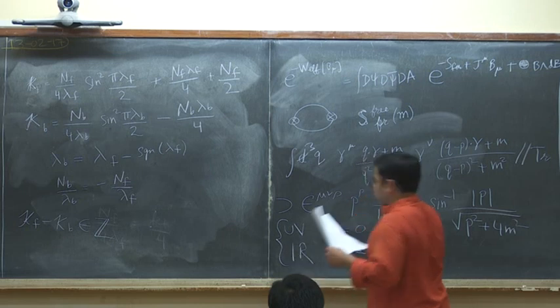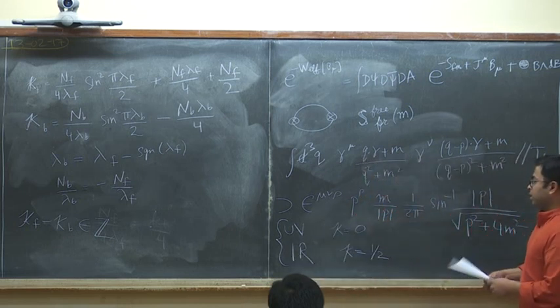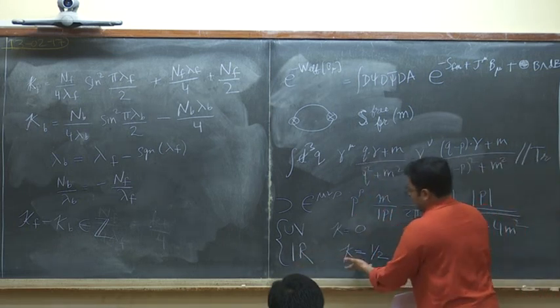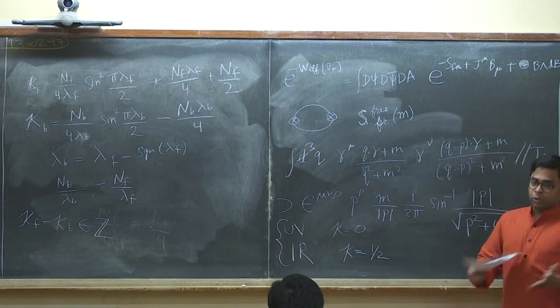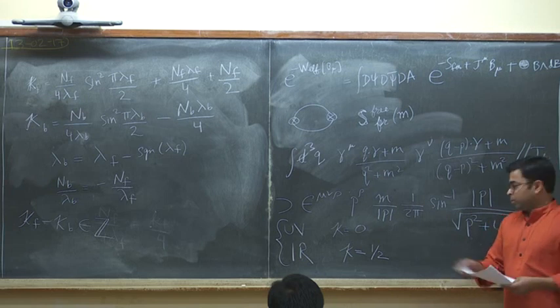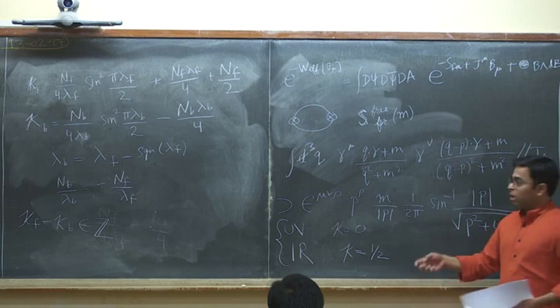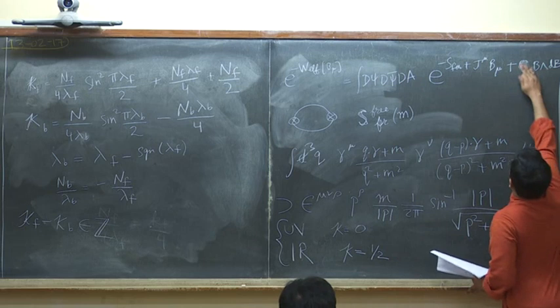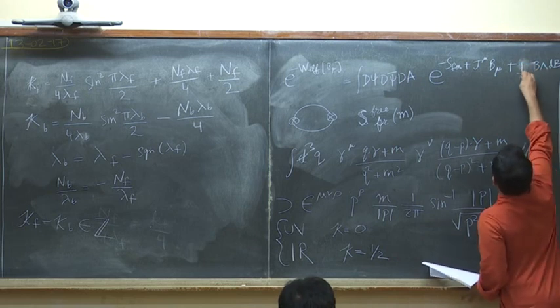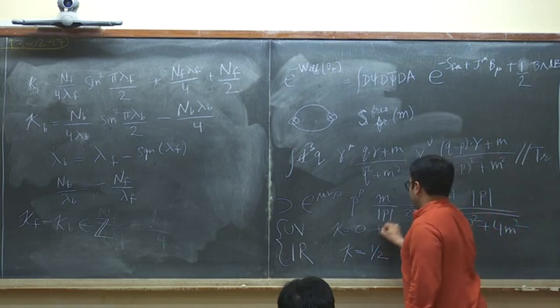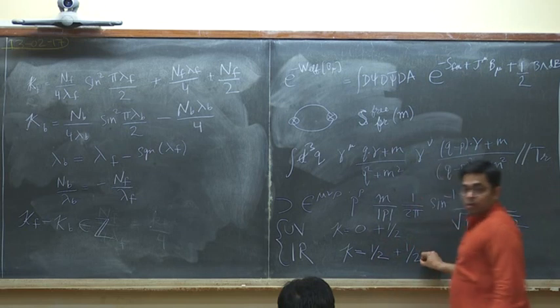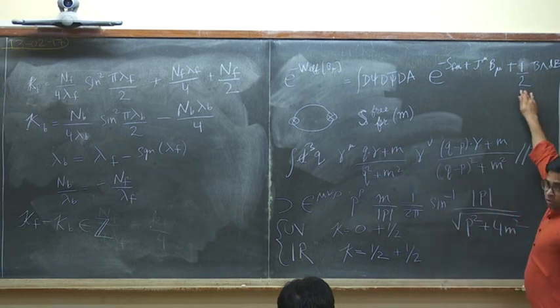Now, the logic that I want to give is that in the IR you should expect kappa to be 0 or an integer, because it's a gapped theory. So there should not be any dynamical Hall conductivity of the theory. So you actually put in a half here for the free fermion, so that the actual answer you get is 0 plus a half in the UV, and in the IR it's 1 half plus 1 half. So this is what putting in a bare 1 half allows you to do.